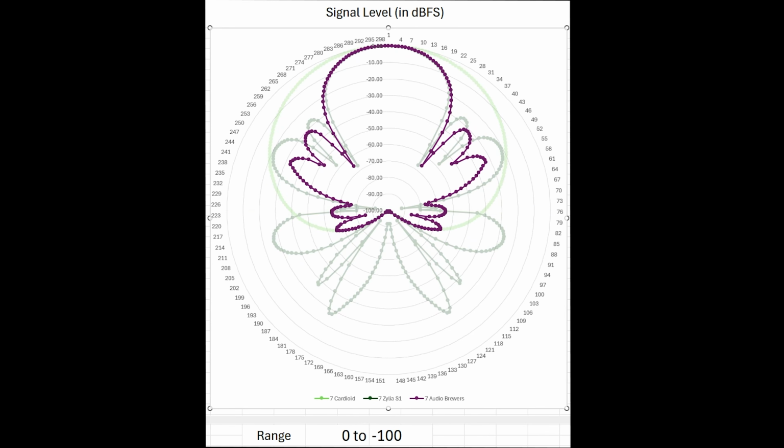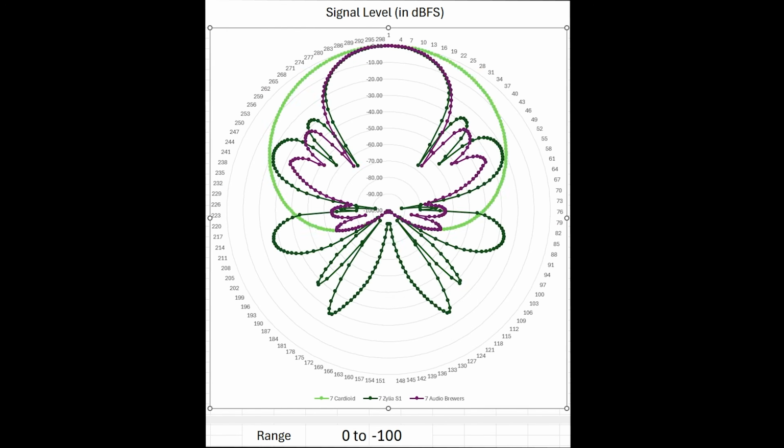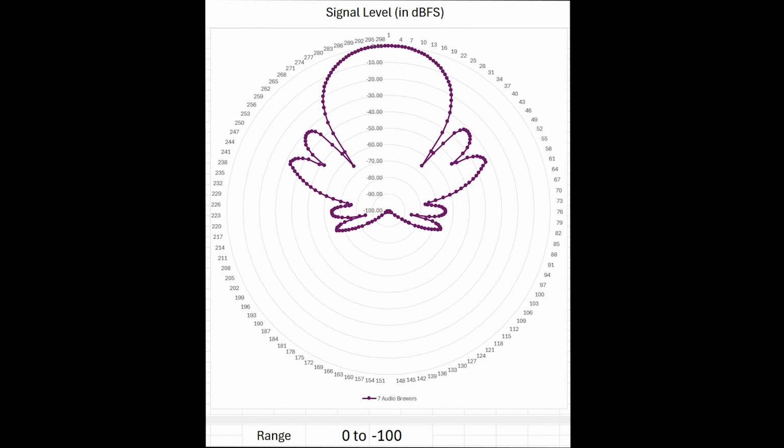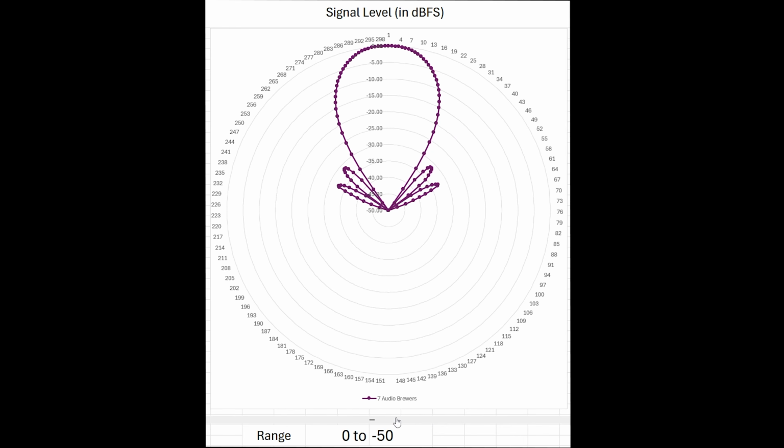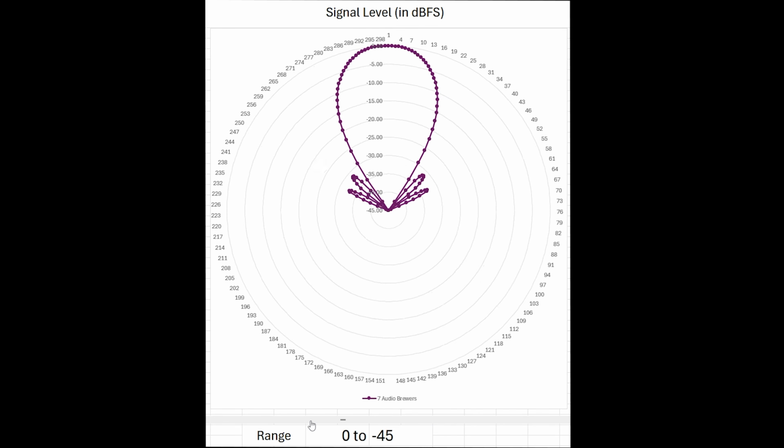It's really, really good. So let's just rewind and check how this beam looks if we were looking at this signal in a smaller range, because, I mean, let's face it, 100 decibel is an insane number. So let's check it out. This is the 7th order beamforming algorithm from Audio Brewers. And if we were to grab it and take it down to 50 decibels, you can see that at 50 decibels, this is a really, really cool beam. Let's just take it down a little bit more.